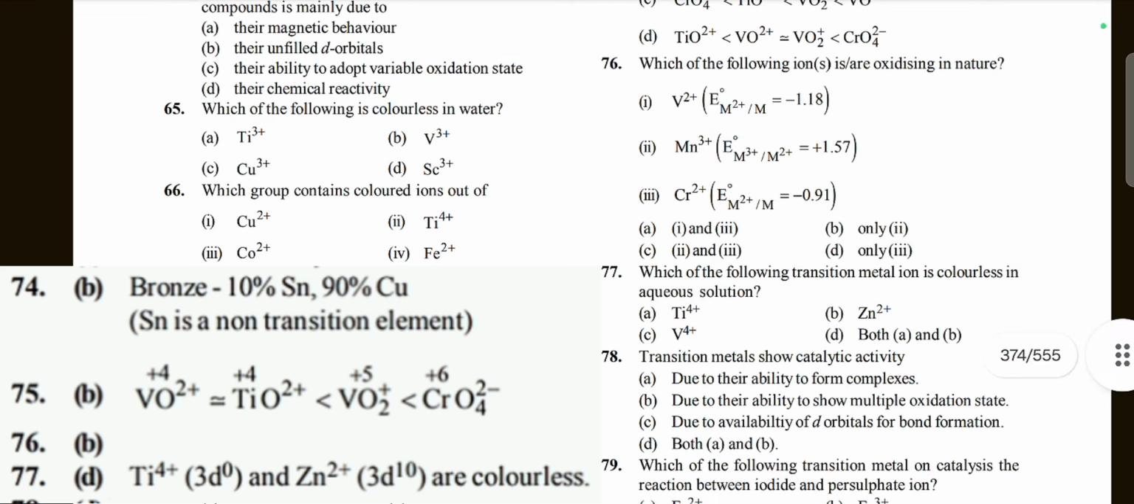Which of the following ions are oxidizing in nature? Since in Mn3+, the E° for Mn3+/Mn2+ is positive, it will be oxidizing in nature. So option B will be the answer.